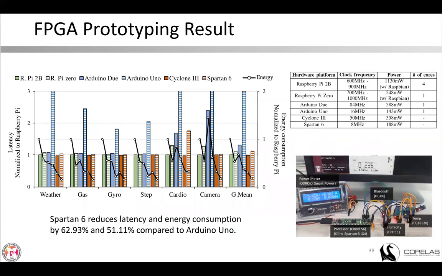We also evaluate the latency and energy consumption of FPGAs and general-purpose processors. FPGA programming was based on our DuroHS compiler, and FPGA Spartan 6 reduces latency and energy consumption by 62% and 51% compared to Arduino Uno, which is a hardware platform generally used in embedded devices.